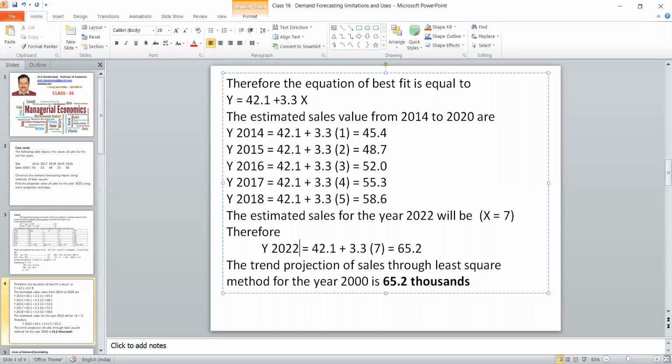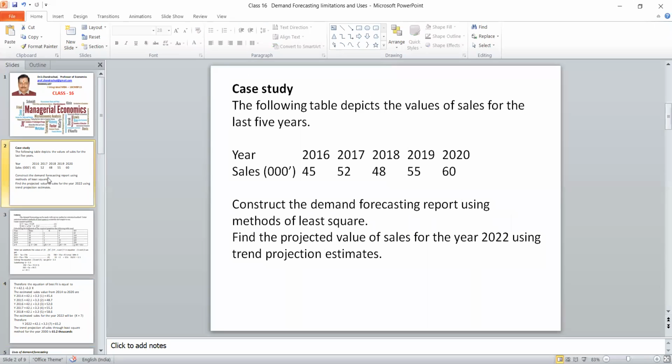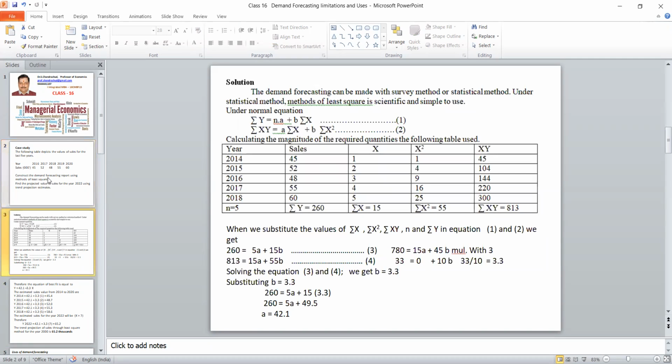So this is the way you should solve. For your sake, I will repeat again. There are 5 years they have given from 2014 to 2018. Now I have changed the value. But even year after 2014 is 2016. What are the two equations of the method of least squares? Summation y equal to n into a plus b into summation x. This is equation number 1. Then equation number 2, summation xy equal to a into summation x plus b into summation x square.